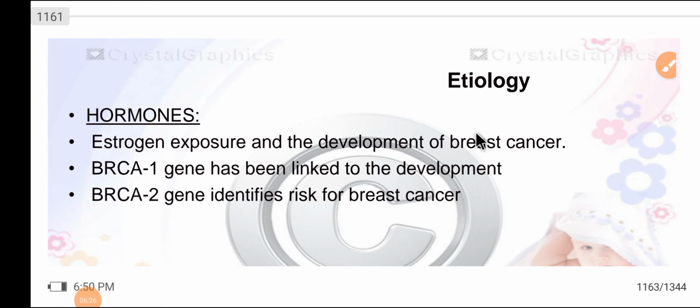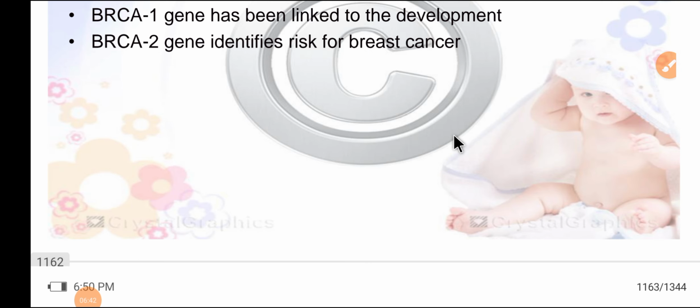Etiology: hormones, estrogen exposure, and the development of breast cancer. The BRCA1 gene has been linked to the development. The BRCA2 gene identifies risk for breast cancer.